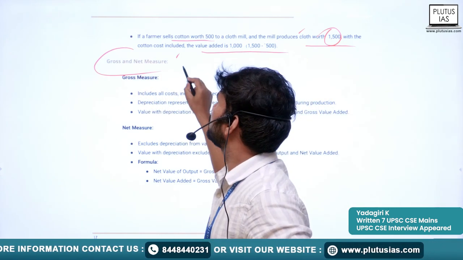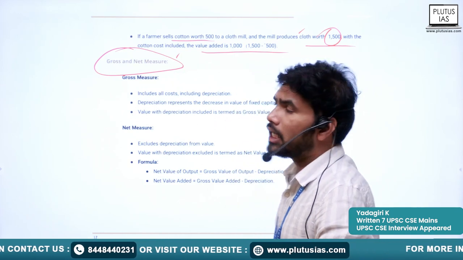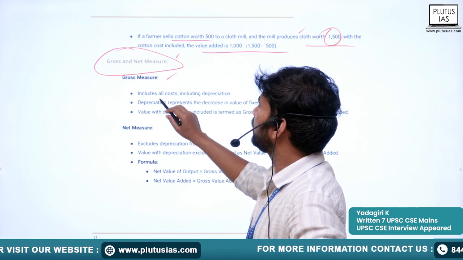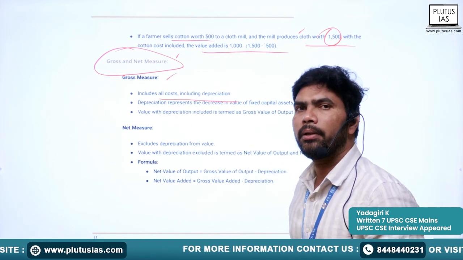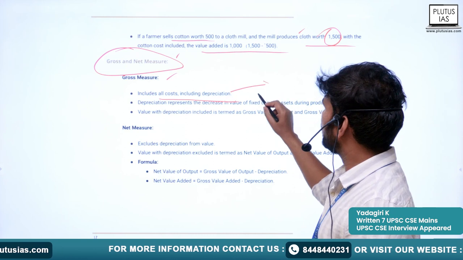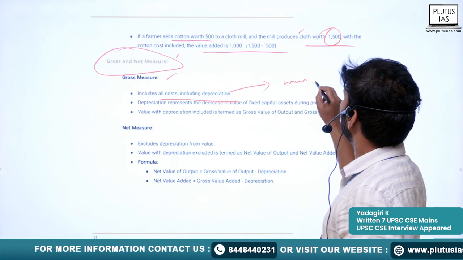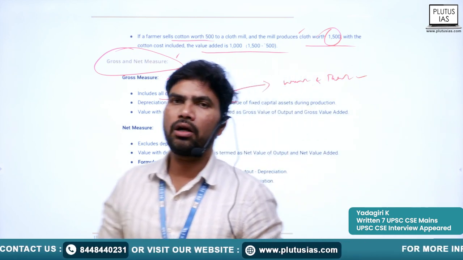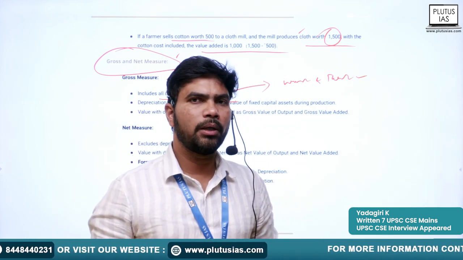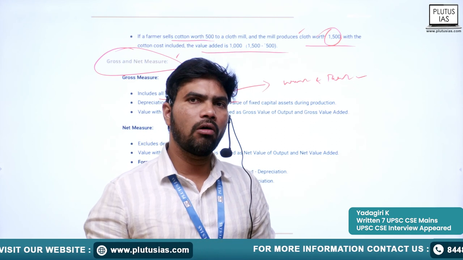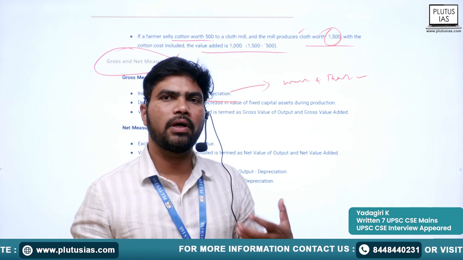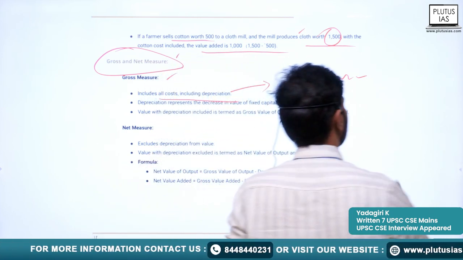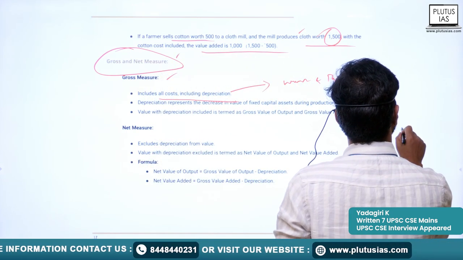Next is gross and net measure. Also, we should understand this in the calculation of national income. The gross measure includes all costs including depreciation also. Depreciation is nothing but wear and tear. For example, we use machines in the production process of fabric or cloth. In that process, we are producing cloth, but the machinery that is being used undergoes some wear and tear.